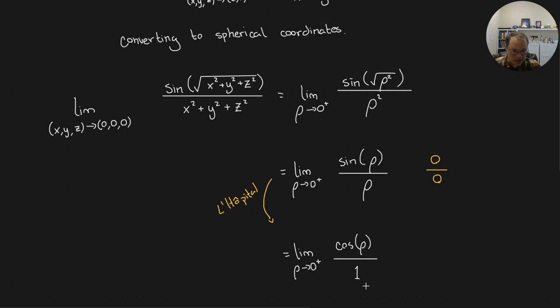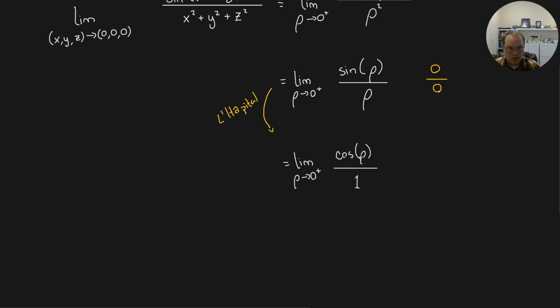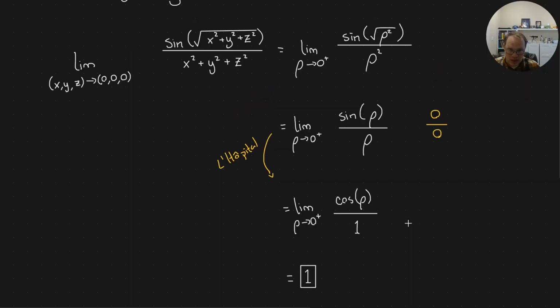And now I could plug in 0 without any problem, right? Because 1, there's no way 1 will ever become 0. 1 is 1, right? So I no longer have the problem I had before. I'm not going to get a 0 in the denominator. So if I just let rho go to 0, just plug in 0 for the cosine function, cosine of 0 is equal to 1. And 1 over 1 is just 1. So the limit here is equal to 1. And we did it by first converting this really nasty looking function to a much nicer looking function using spherical coordinates.